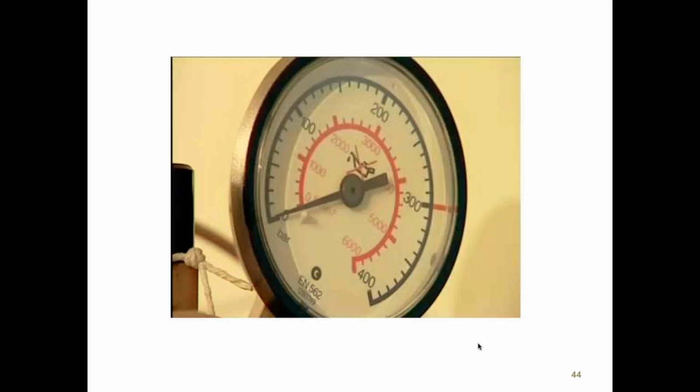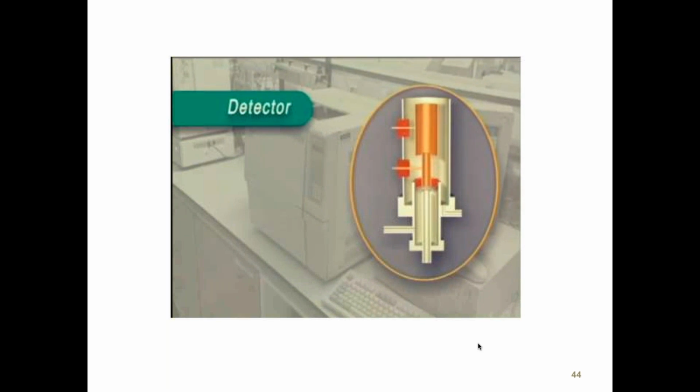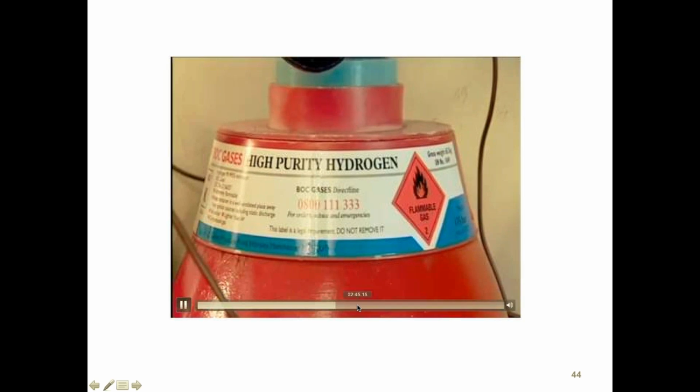And the less it interacts with the stationary phase, the faster it travels through the column. At the other end of the column is a detector that detects each component of the mixture as it comes out of the column and also measures its amount. This instrument has a flame ionization detector, which consists of a hydrogen flame burning in air. As a substance leaves the column, it burns in this flame, producing ions, which can be detected by measuring the electrical conductivity of the flame. The hydrogen for the flame comes from this cylinder here.